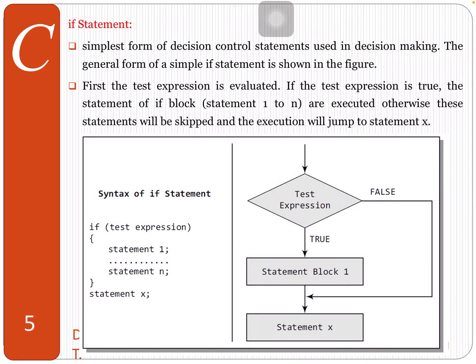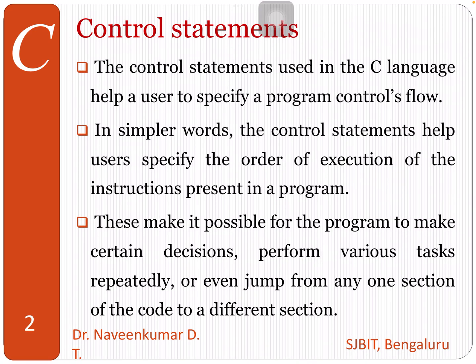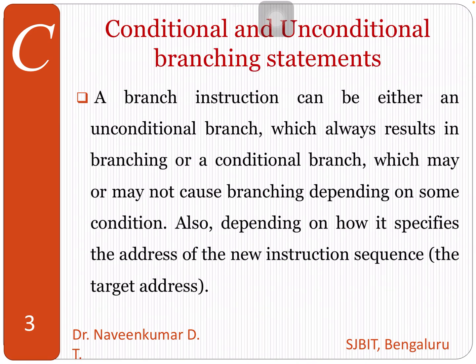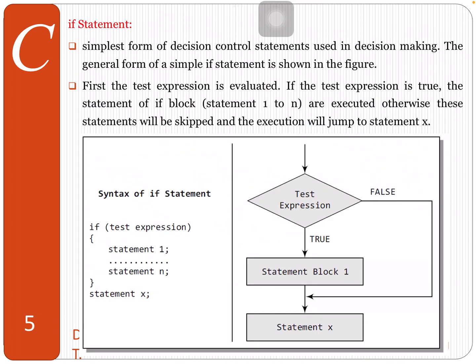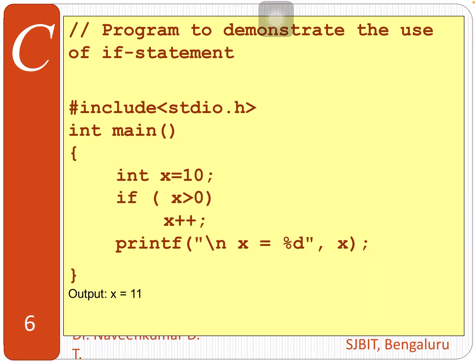So in this video we have discussed what control statements are, conditional and unconditional branching statements, and the types of branching and looping statements. Also, at the end of this video we have discussed the if statement, how it works, along with a programming example.